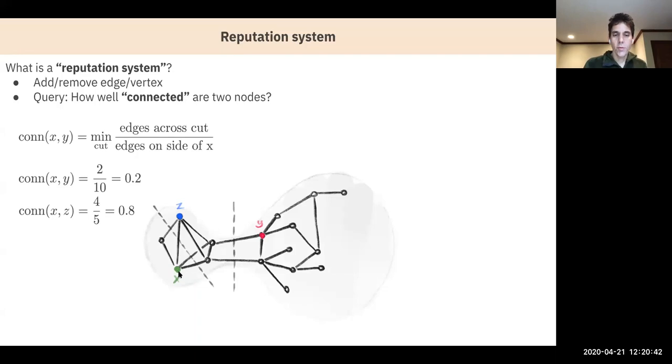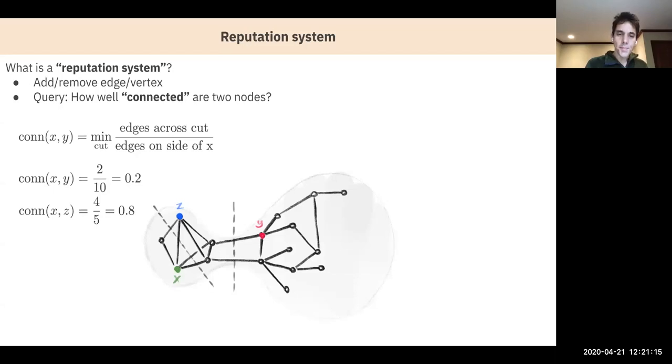So the connectedness between X and Y is, there's two edges on the cut, on the smallest cut between them, and then there's 10 edges on the other side. So it's much smaller than the connectedness between X and Z. Okay, so this is kind of like the gold standard of what reputation systems are trying to accomplish, to be able to compute these numbers. But this is an NP-hard problem, so it's not practical to shoot for this.